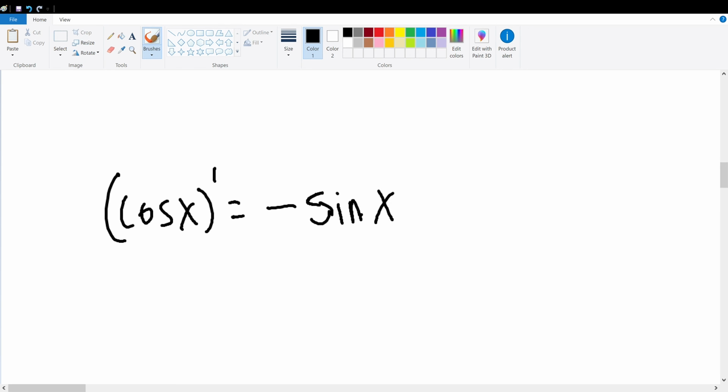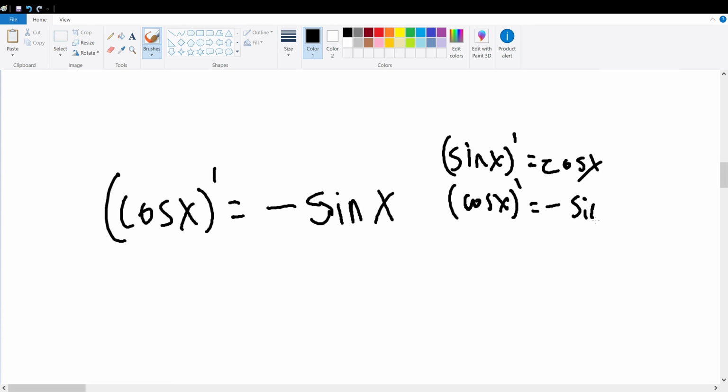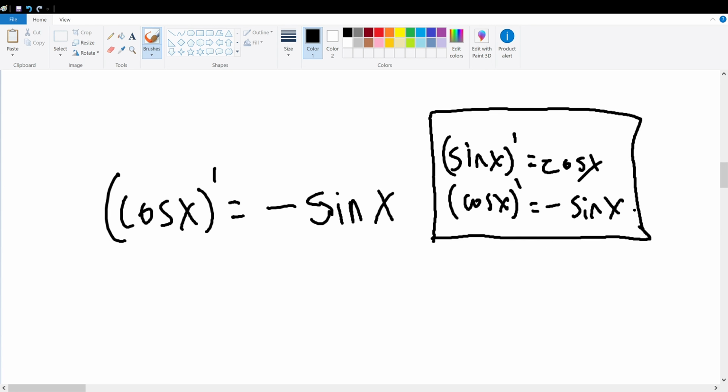And along with the previous video where I proved the derivative of sine of x, these two derivatives, the sine of x derivative and the cosine of x derivative, which are equal to cosine of x and negative sine of x respectively, are two of the most essential and important derivatives necessary to understand calculus. So make sure to understand these two trigonometric derivatives very well. And in future videos, we're going to be proving the other four trigonometric function derivatives. But for now, this will be the proof of the cosine of x's derivative.